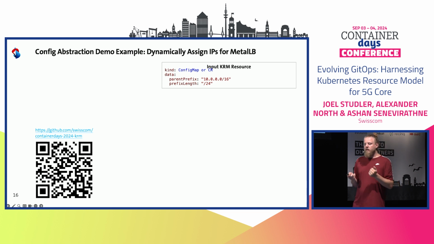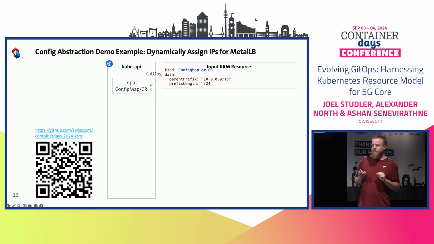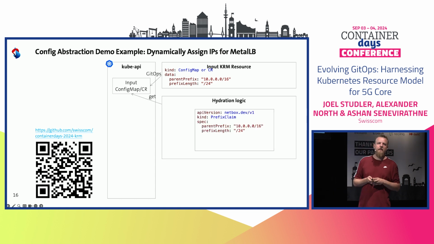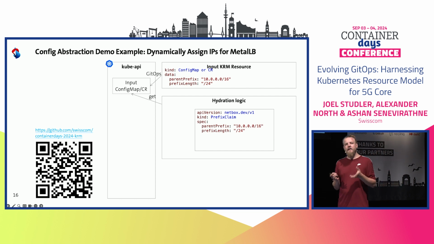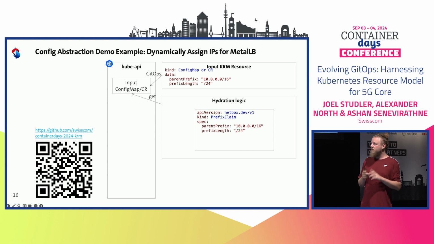So there's this config map. We're going to apply it to the Kube API, usually through GitOps. In this demo, I'm doing it manually. And then we will have some kind of hydration logic that reads this resource. We'll render a prefix claim. So that's similar to the PVC-PV relationship. That's how we implemented it in Netbox Operator. We will claim a prefix that comes from a certain parent prefix, and it should have a certain prefix length. That's all we tell the system.